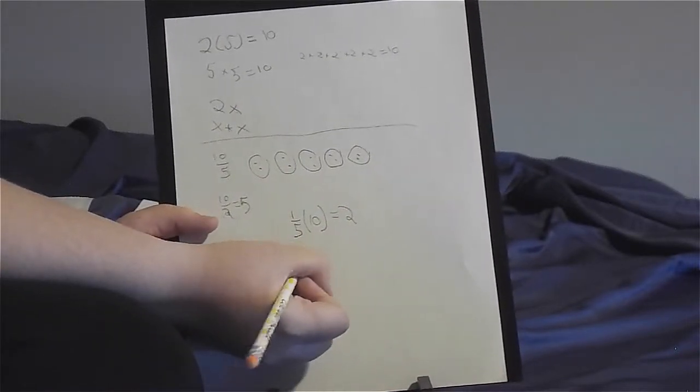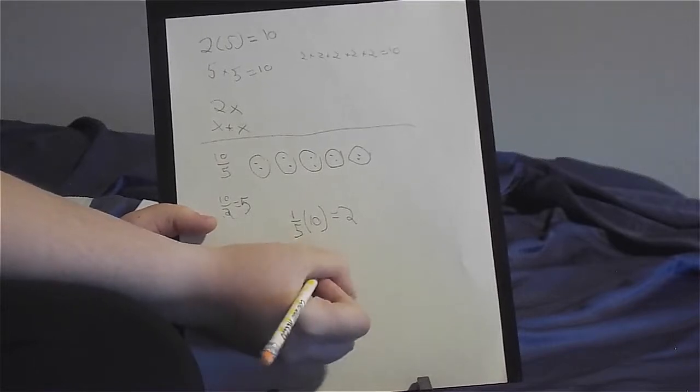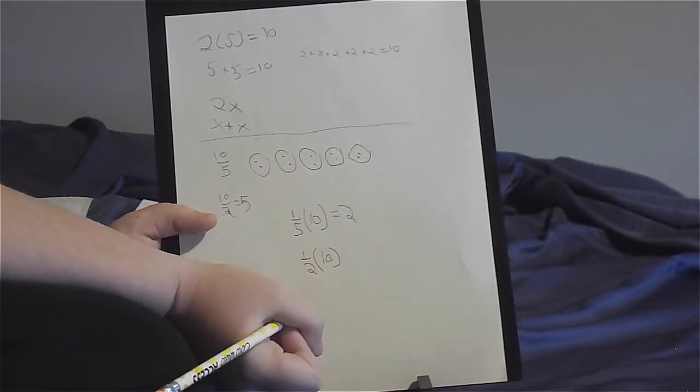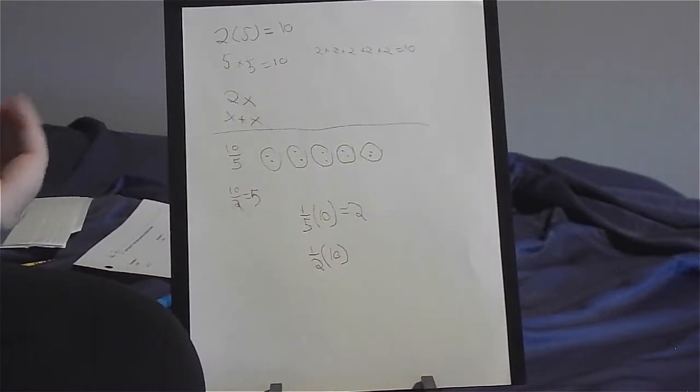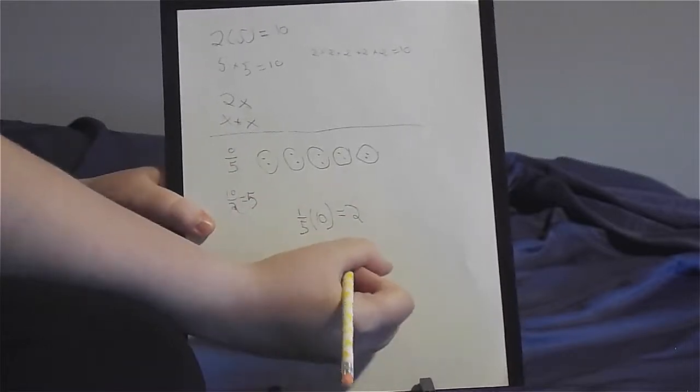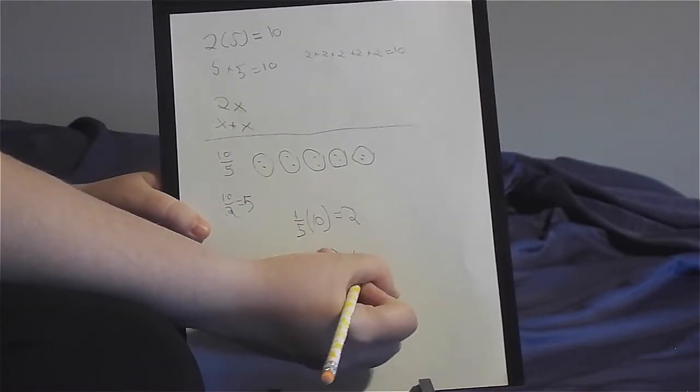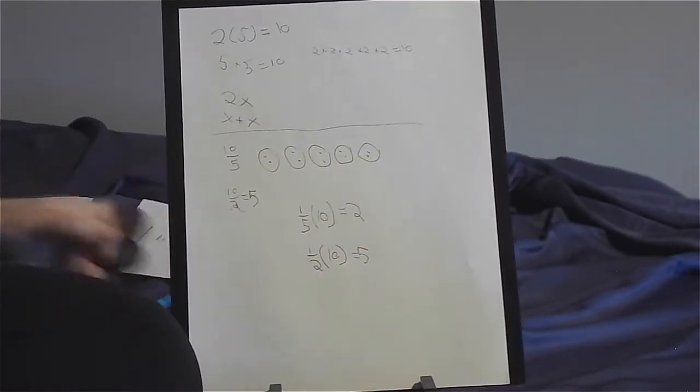In the same way, half of 10, so that means times by 1, but again, that part doesn't matter as much because it's just 10. So 1/2 means divide by 2. And so 10 divided by 2 is 5.